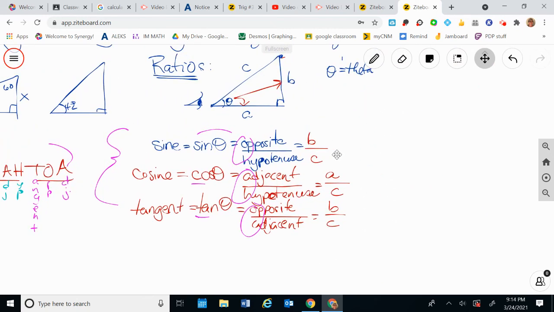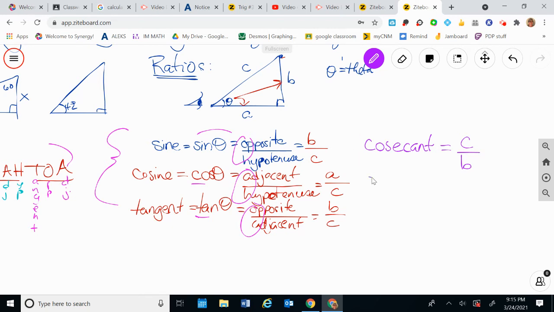We have names for the inverse functions. The inverse of the sine is called cosecant. The cosecant is going to be the hypotenuse over the opposite. The cosecant is exactly the inverse. It's the reciprocal of sine.